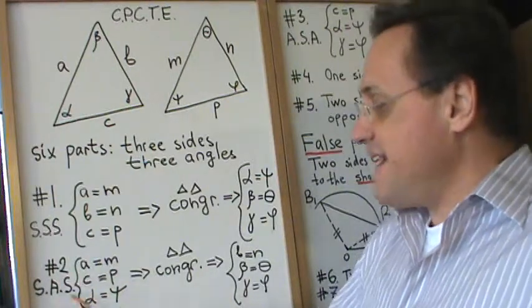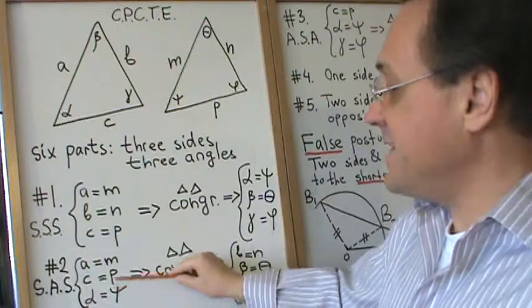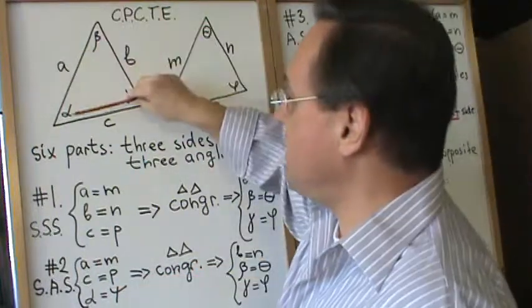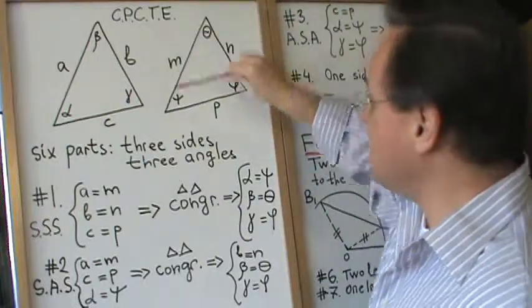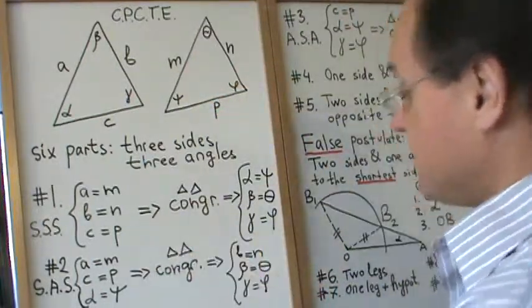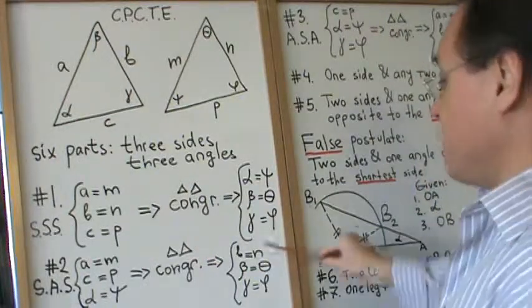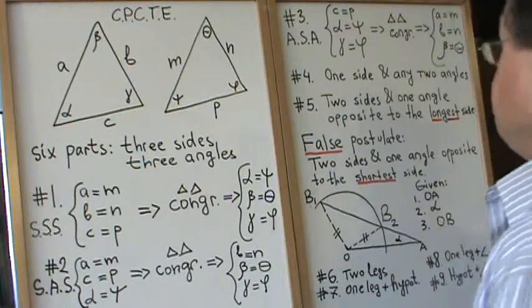Number two, SAS, side, angle, side. If two sides and the angle between them are equal to the corresponding two sides and the angle between them of two triangles, then the triangles are congruent, and therefore all the other parts of those triangles are congruent.